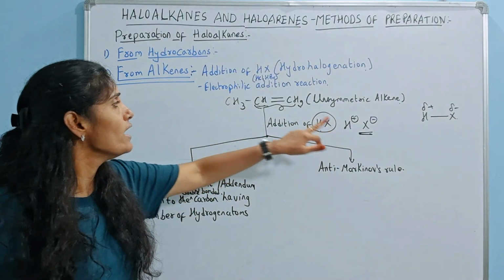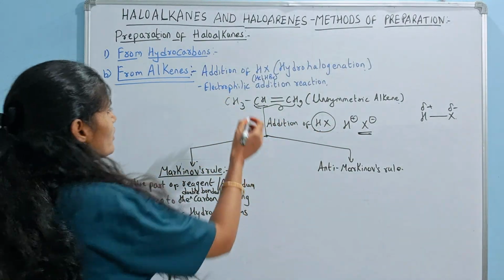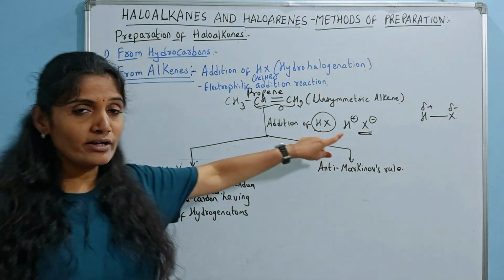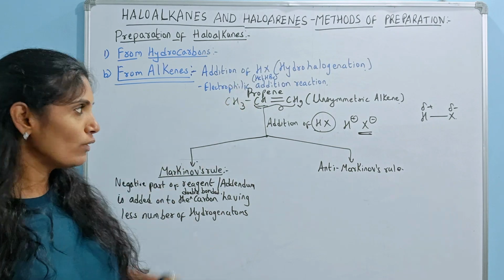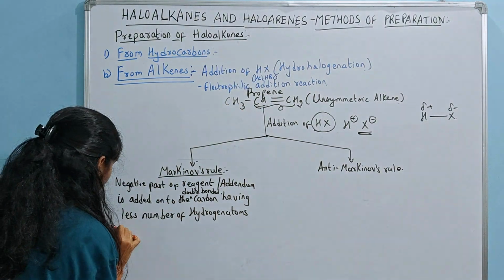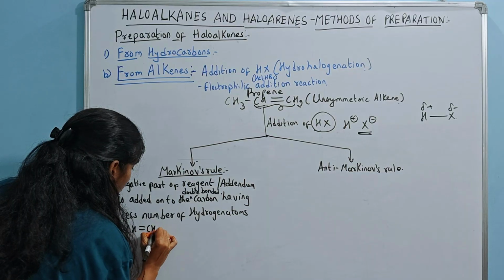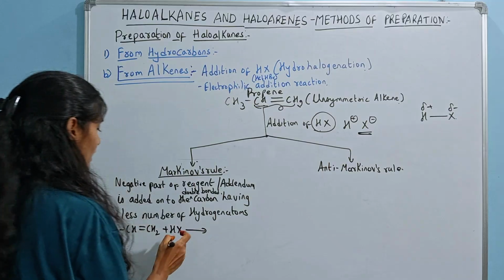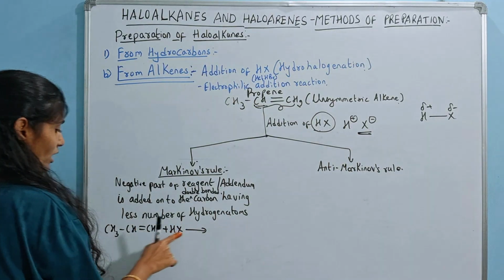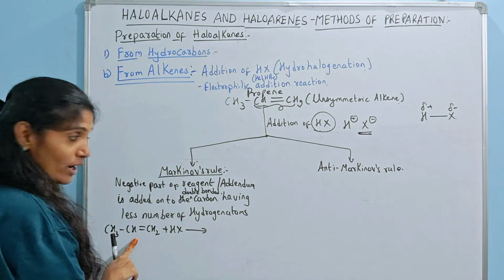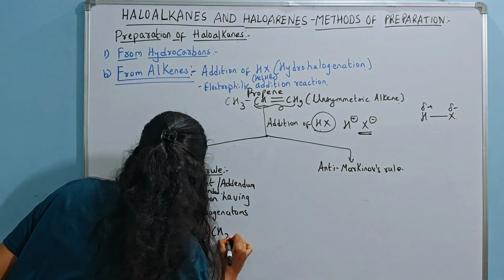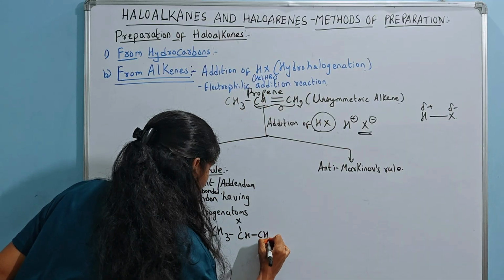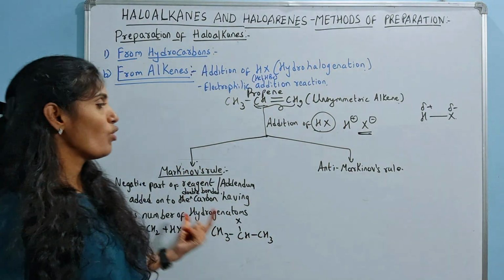Now if we are doing the addition, what is the name of this compound? It is your propene or 1-propene. Now if I do the addition of HX onto propene using Markovnikov rule, what should be my product? CH3 CH double bond CH2 plus HX. Now the negative part of the reagent gets added onto the carbon having less number of hydrogen atoms. So here it will get added to this carbon. So this will be my product according to Markovnikov rule.